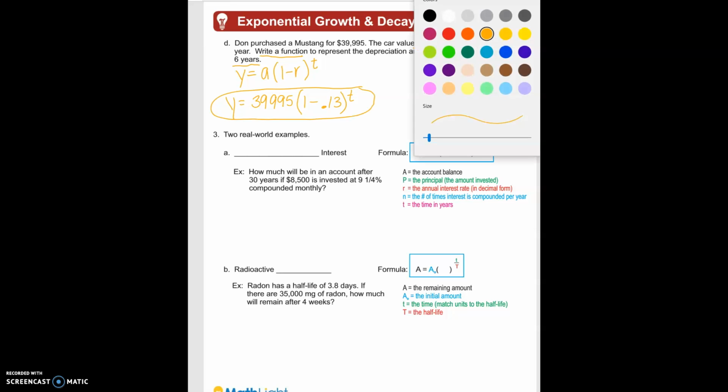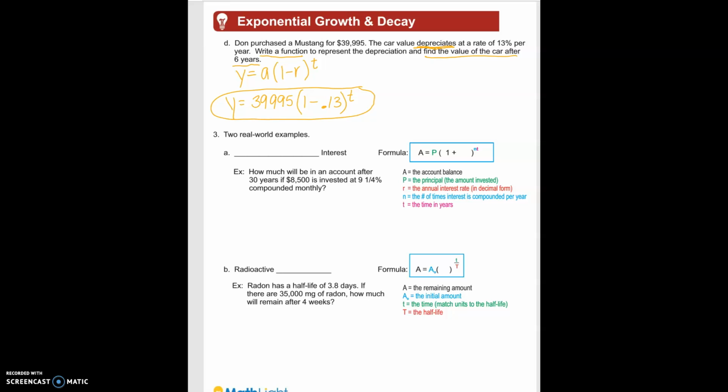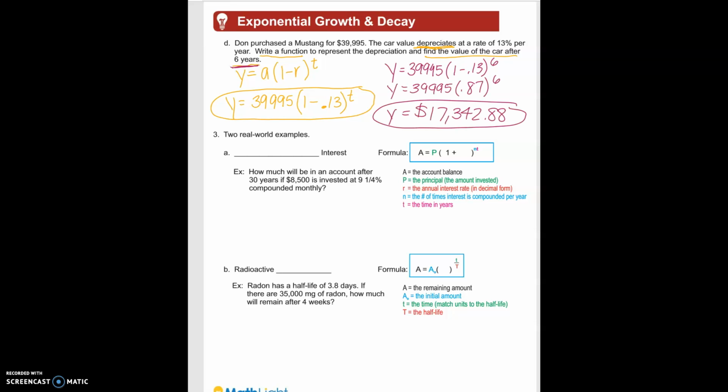So that's our equation we're going to use. But now we have a second part where we have to solve for the value of the car after 6 years. So using our equation, we've got y equals 39,995 times 1 minus 0.13, and our exponent's going to be a 6. After you simplify your parentheses, you've got the 0.87 to the power of 6, and after 6 years, Don's car is only going to be worth $17,342.88.